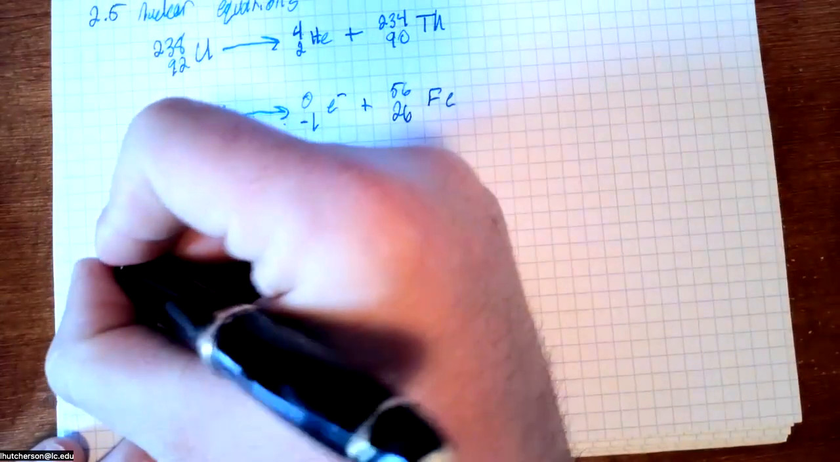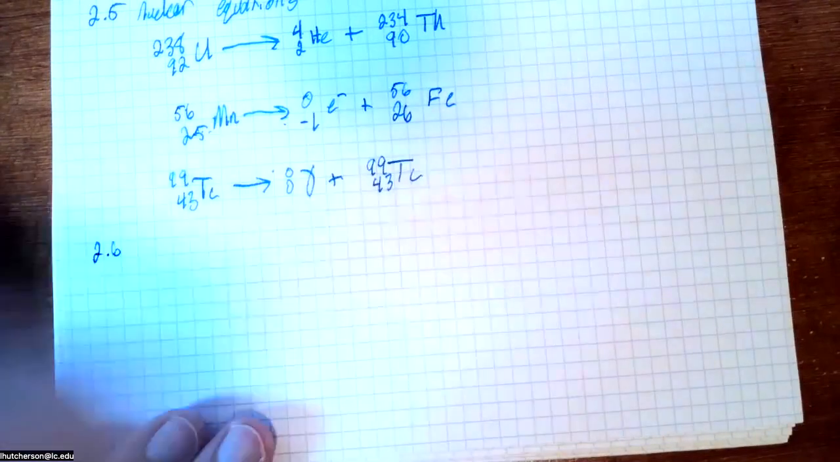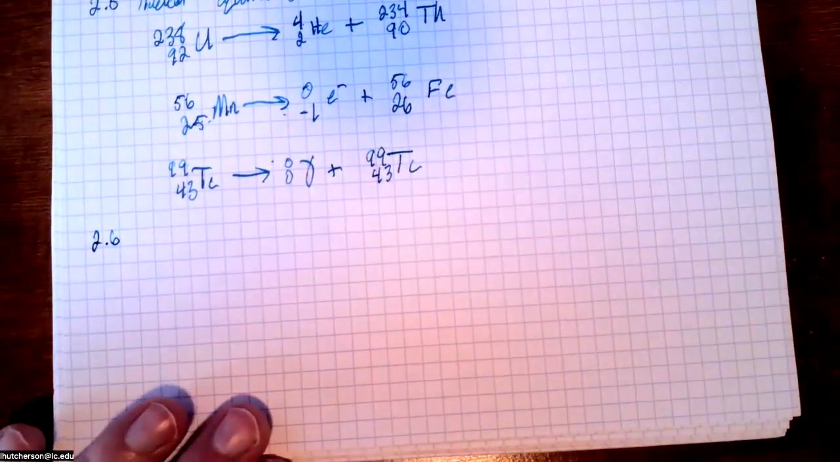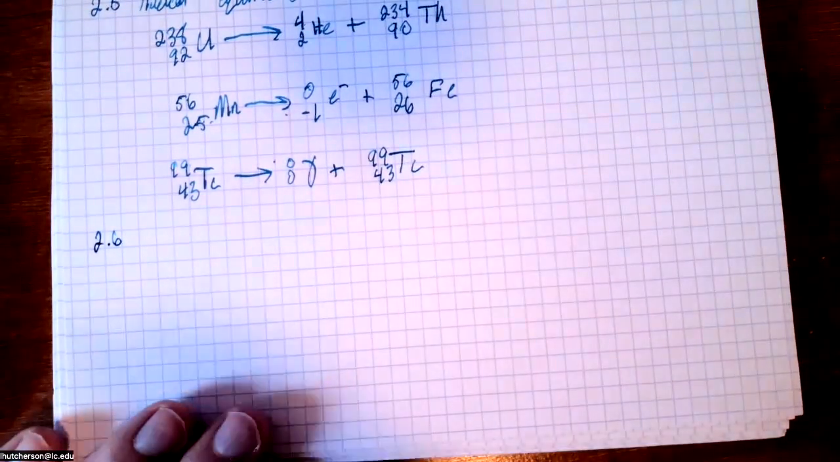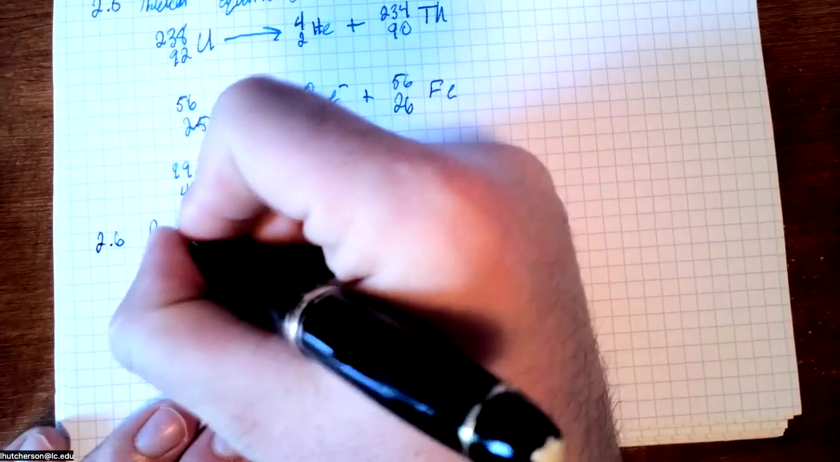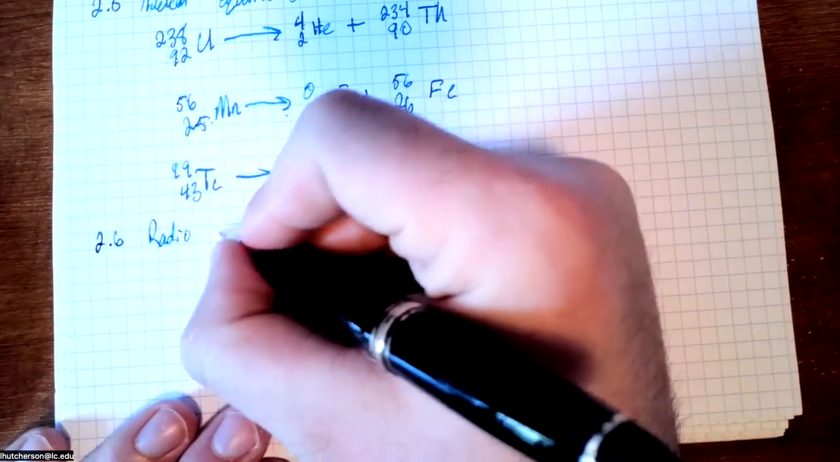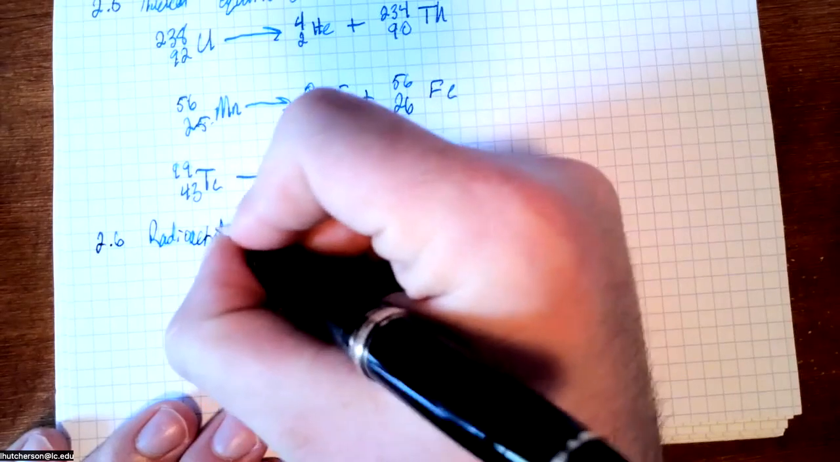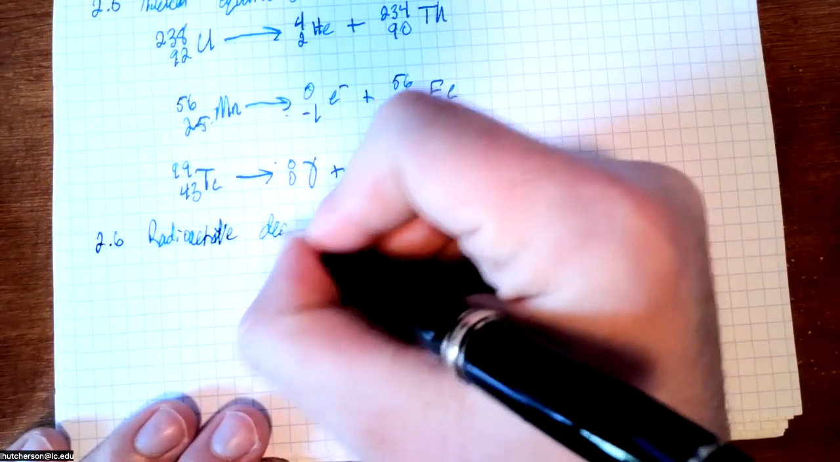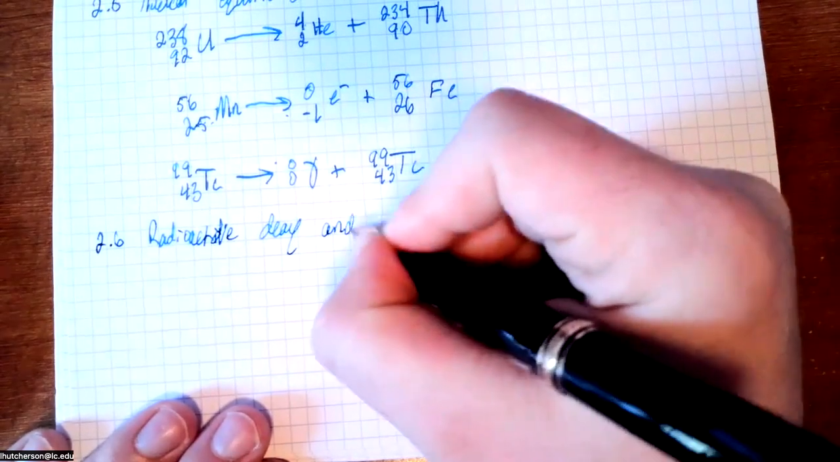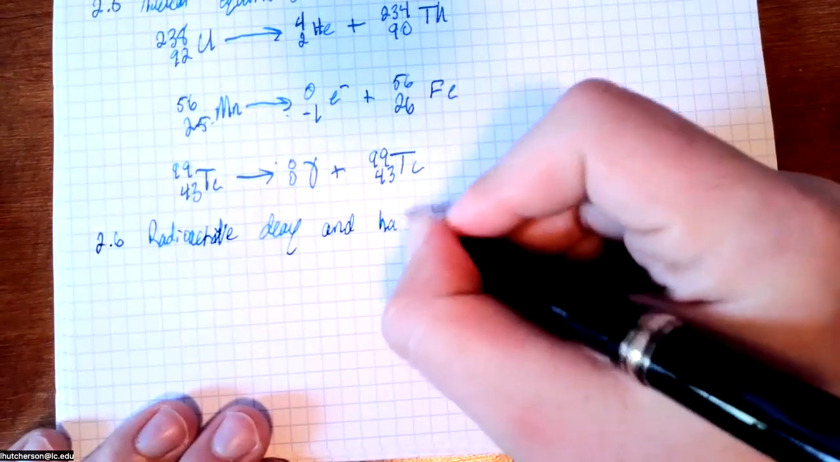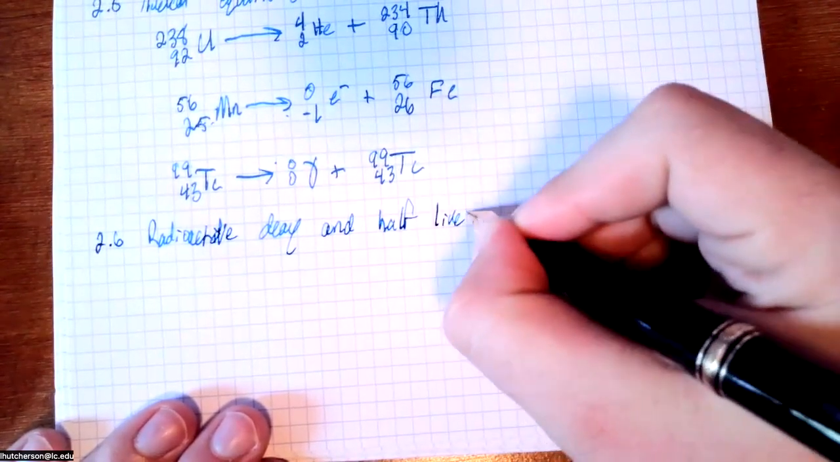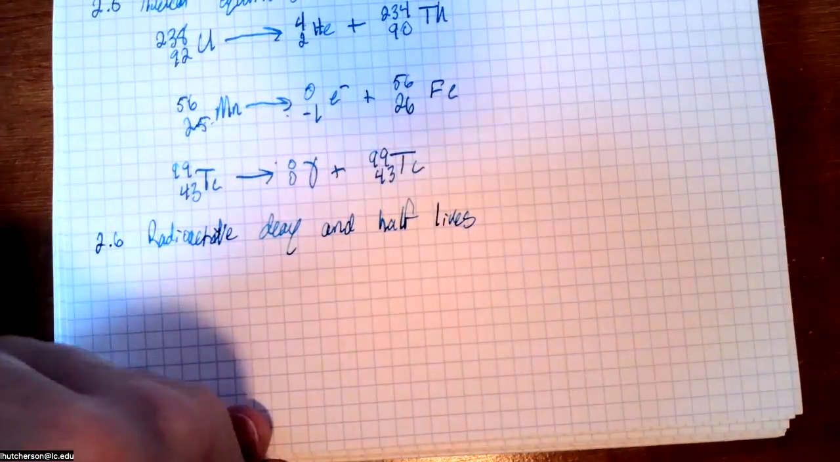So for section 2.6, we are going to talk about radioactive decay and half-lives.